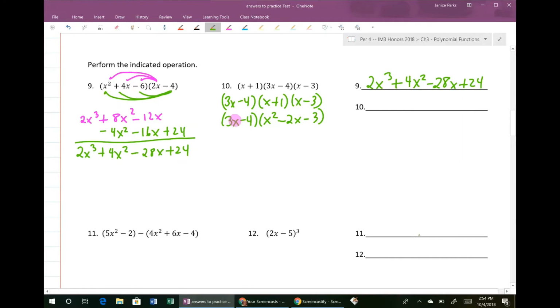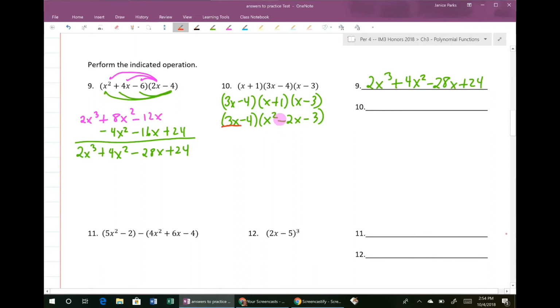Next, I'm going to distribute the 3x minus 4 to all of this, the same way as I did in the first problem for number 9. Again, for this, if you'd rather just use the box method, multiply 2 together at a time and then multiply the third one in, that's fine as well.